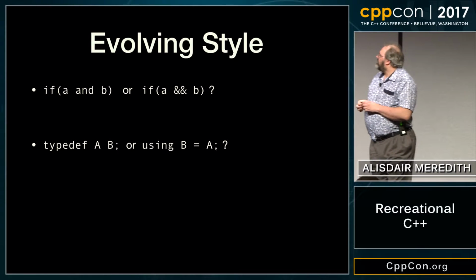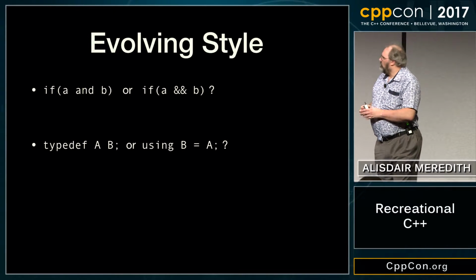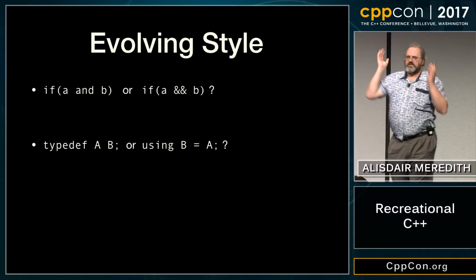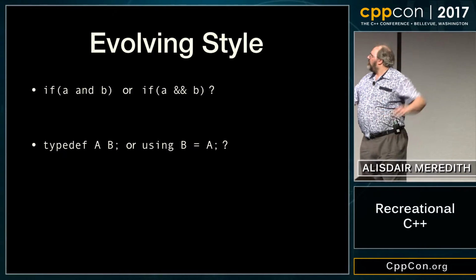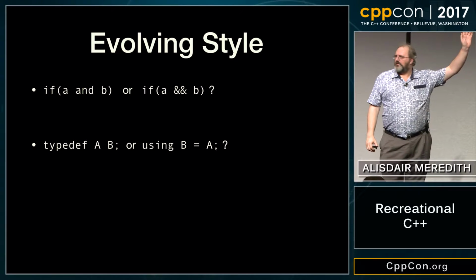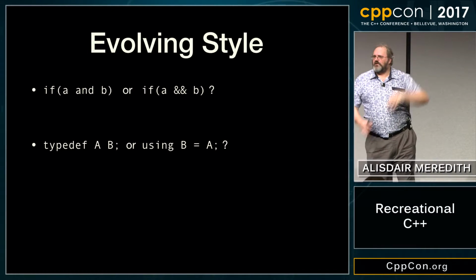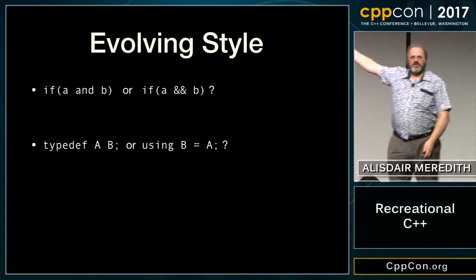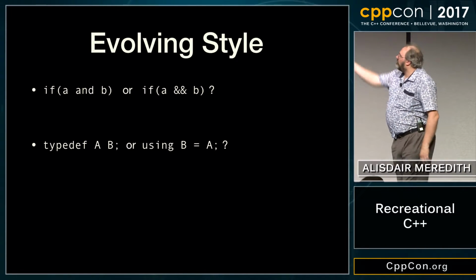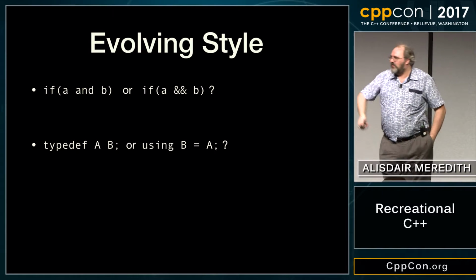We've got typedef A B or using B is equal to A. These are equivalent syntaxes now since C++11. Who prefers the typedef? I'm seeing a small smattering of hands. Who prefers the using? Okay, so C++11 is definitely winning out on the second one. Of course, for the first one, both are valid in C++98.